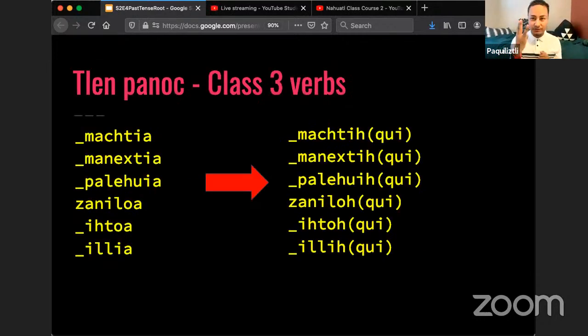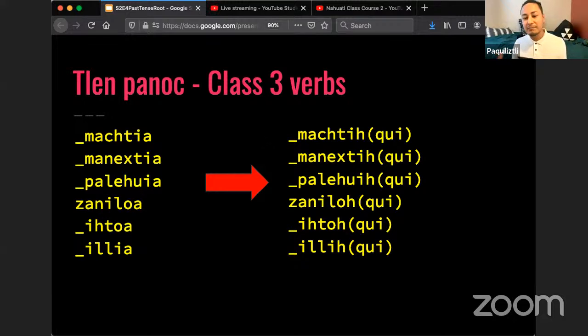Okay, for class 3 verbs, these are all the IA and OA verbs. If you remember, when we put those in the past tense, we had multiple possibilities. We could say machtia becomes machti or machtihki. Okay, so you drop the A, becomes an H, and then you may or may not have to add the ki. So you can say machti or machtihki. Either one of those is fine. Adding the ki is a very characteristic sign or something that tells you this is a Huasteca variety, because Huasteca is the one that adds the ki to the past tense. So if you see a ki, it's probably come from Huasteca.